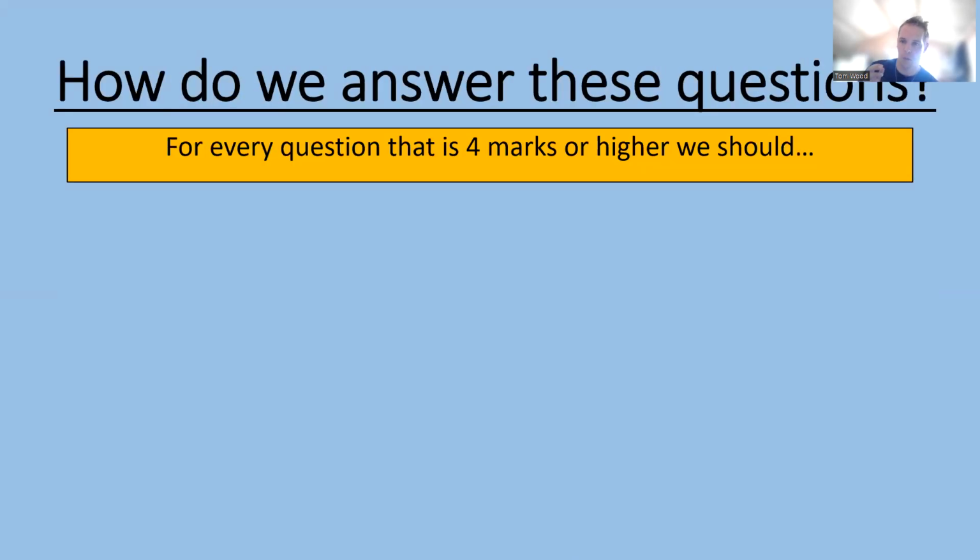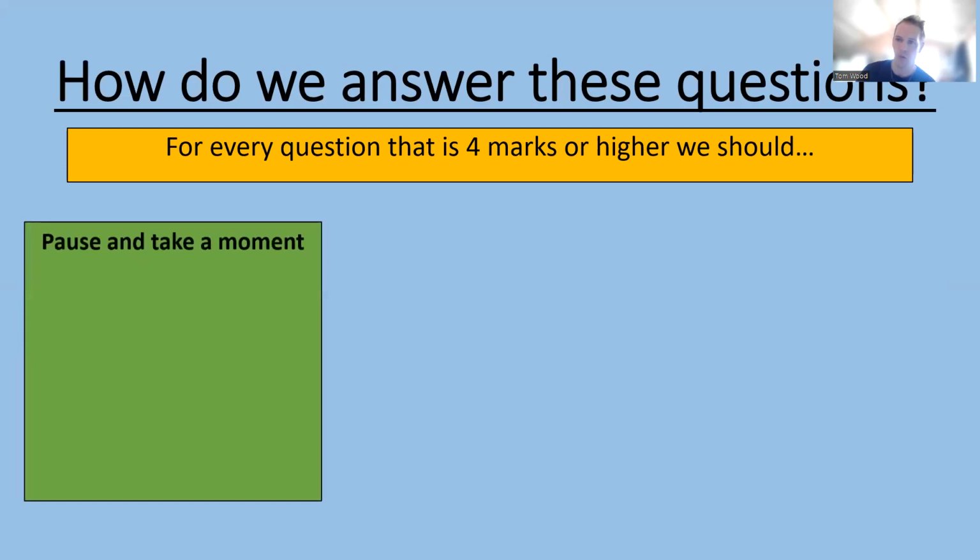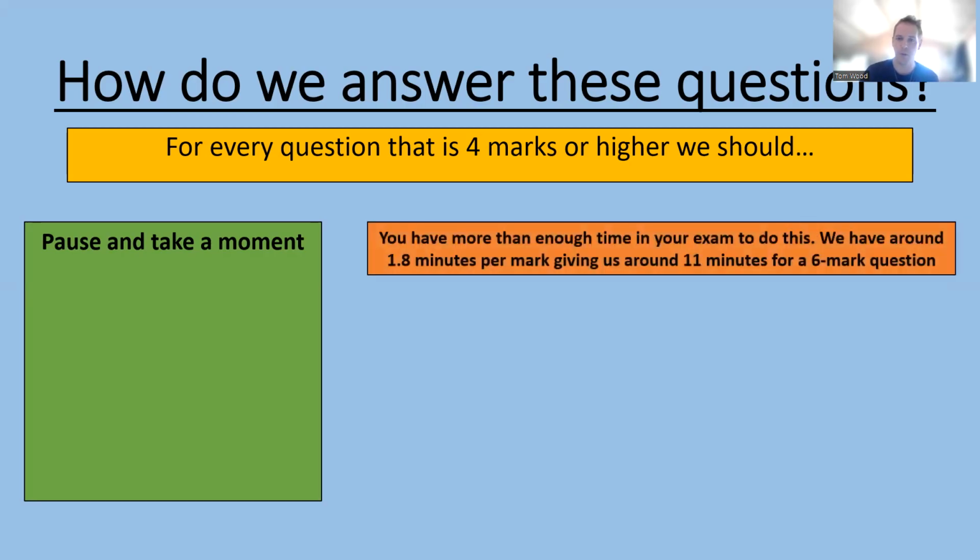My advice to you then is that for every question that is 4 marks or higher, we should pause immediately, as soon as we see the question. As soon as you see it's 4, 5, or 6 marks, we're going to pause. And then what we want to do is just take our time.